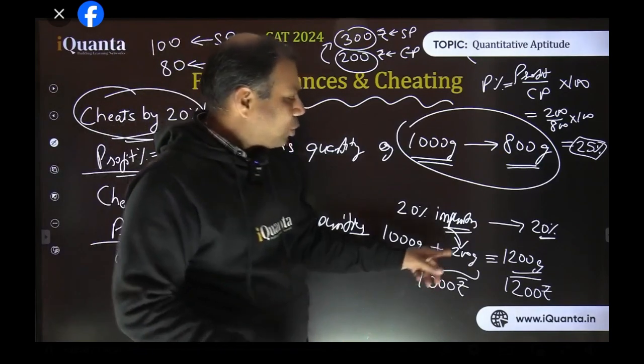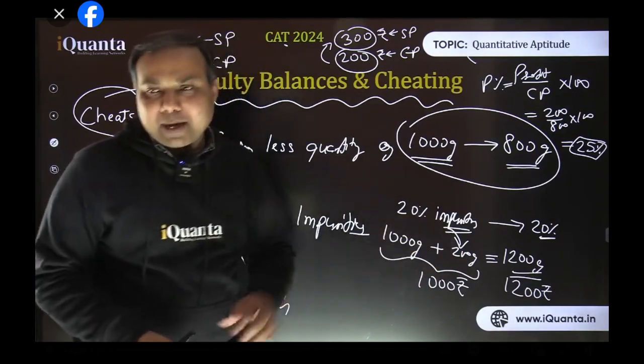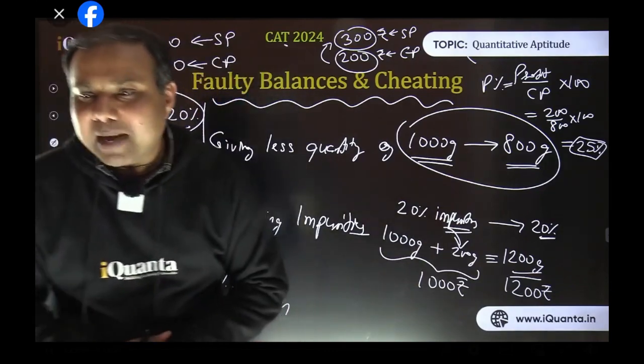In questions you will find, in some questions you will find that impurities are free of cost. In some questions you may find that impurities also have some price. So in that case we need to include that part also. But right now we are assuming that impurities are free of cost, which you will find in many of the questions.